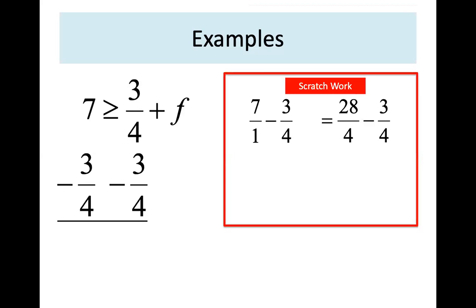Jenna, what did I just do mathematically? How did I turn 7/1 into 28/4? What did I do? I multiplied top and bottom by 4. Okay. Now it's easy. 28 minus 3 is 25.